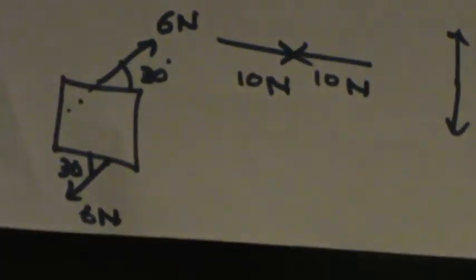If I take an object like this, I can put, say, 6 newtons, which is 30 degrees inclined to this. Then the other force should be like this, parallel to this one. For these two forces to be parallel, the angle should be equal, and the magnitudes should be equal. So if I put two forces like this, again the object will be in equilibrium.